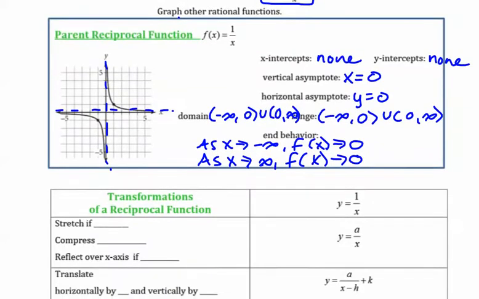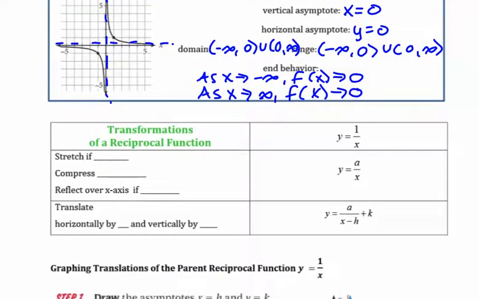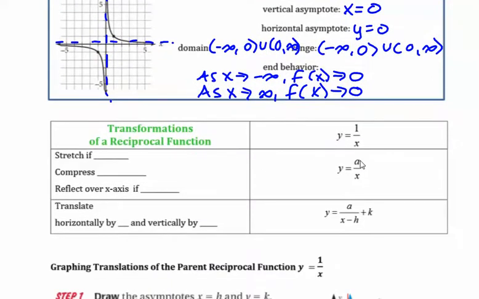To transform your function, you'll see values in your numerator here, which will cause a stretch. And it stretches if your a is greater than 1. And it compresses if your a is between 0 and 1. It's going to reflect across the x-axis if your a is negative.